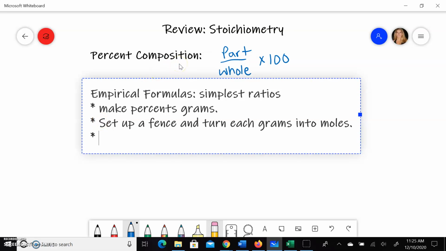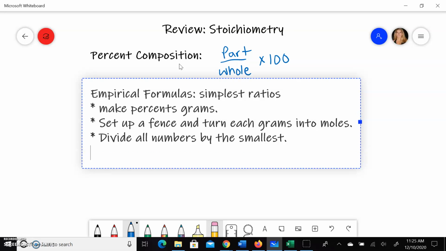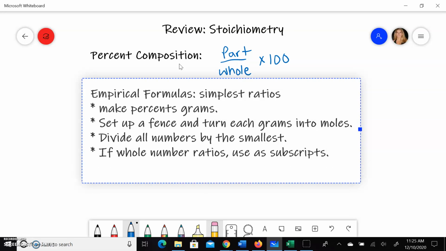Alright, once you have moles of everything, you need to get the simplest ratio. And the easiest way to do that is to divide all of your numbers by the smallest. So whichever of your moles is the smallest number, divide everything by that. That will turn one of them into 1, and sometimes it will fix all of them and you'll get whole number ratios. So if you get whole number ratios here, then you're going to use them as subscripts. If not, then you need to multiply to make them whole.